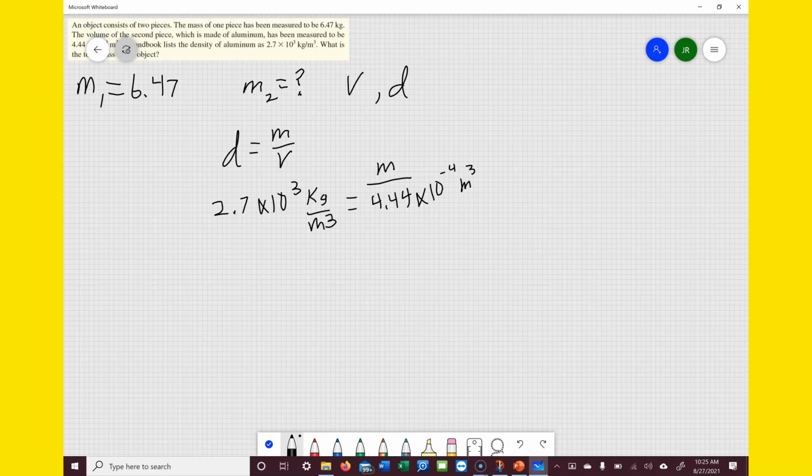All right, so times 4.44 times 10 to the negative fourth meters cubed on this side, which cancels out, and times 4.44 times 10 to the negative fourth meters cubed on this side. So notice that the meters cubed cancels out, and we're going to be left with kilograms, which is exactly what we want when we're trying to find mass. So the units work out perfectly, as they always should.